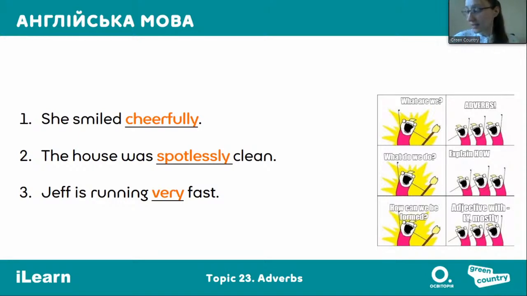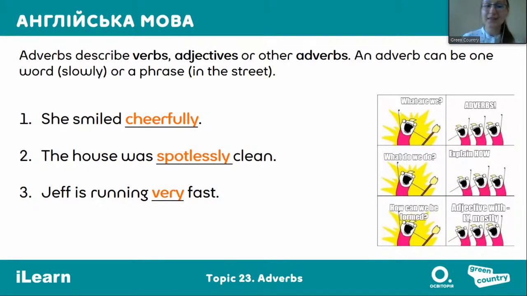And in sentence number 3, what does this adverb describe? Very fast. So what word does it describe? And what part of speech is that word? So it describes fast. And fast is an adverb as well. So we found out that adverbs describe verbs, adjectives, or other adverbs. Adverbs might be just one word, for example, slowly, cheerfully, spotlessly, very, or it might be a phrase. But the main point here is that they can describe verbs, adjectives, and adverbs.